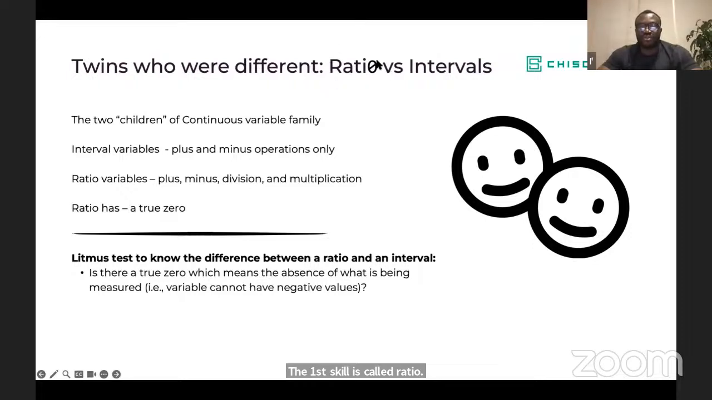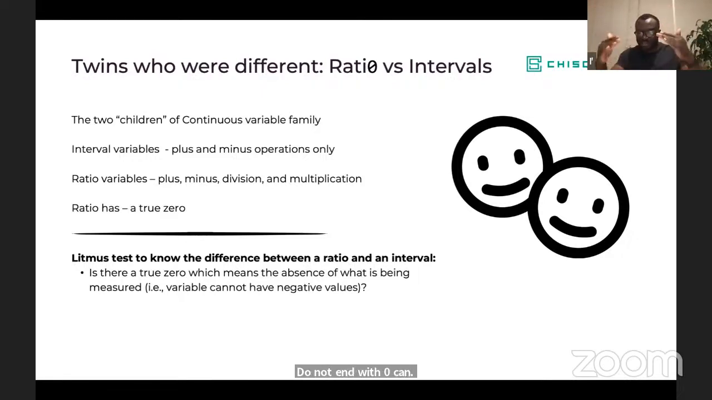The easy way to remember the difference between the two of them is that ratio ends with O. Think of the O as 0. So that means that ratios have an actual 0. Ratios end with a 0. So that means that the minimum value of a ratio is 0. Intervals do not end with 0. Intervals can go below 0.